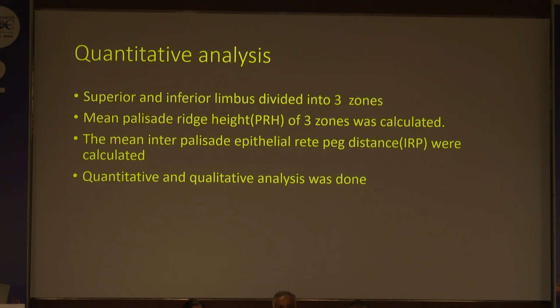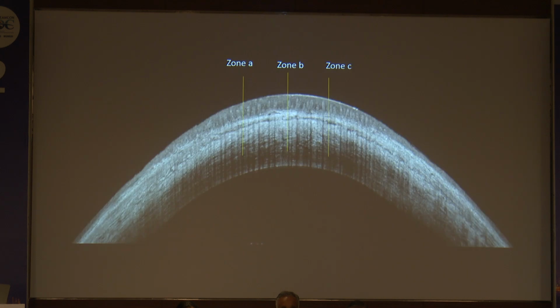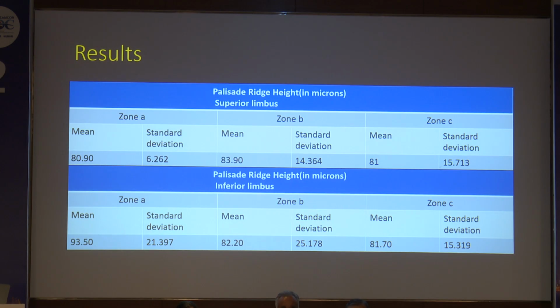So quantitative analysis and qualitative analysis was done. Superior and inferior limbus were divided into 3 zones. Mean palisade ridge height of the 3 zones was calculated. Mean interpalisade epithelial rete peg distance was calculated. These are the 3 zones taken for the analysis. So the mean values were correlated between both inferior and superior limbus.